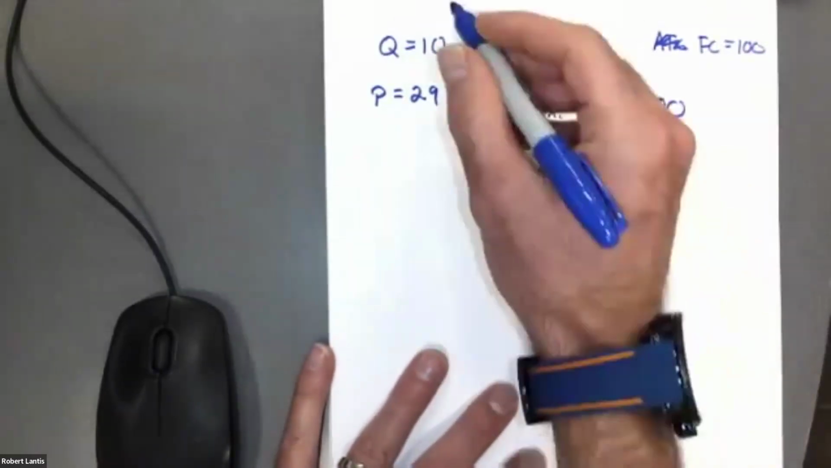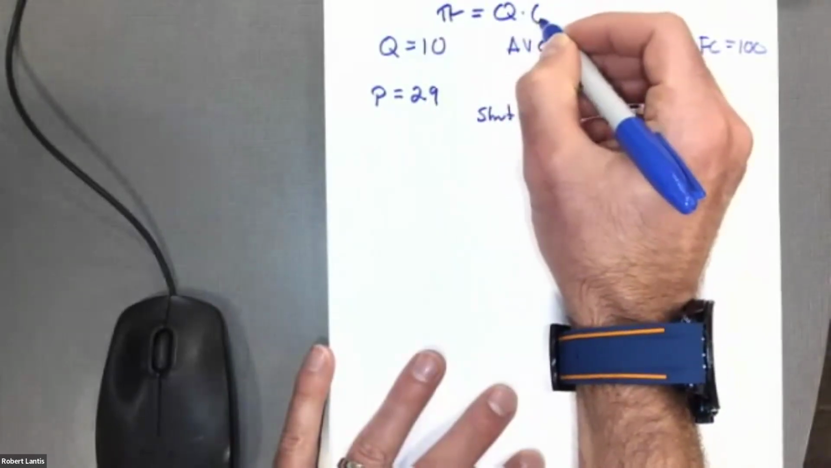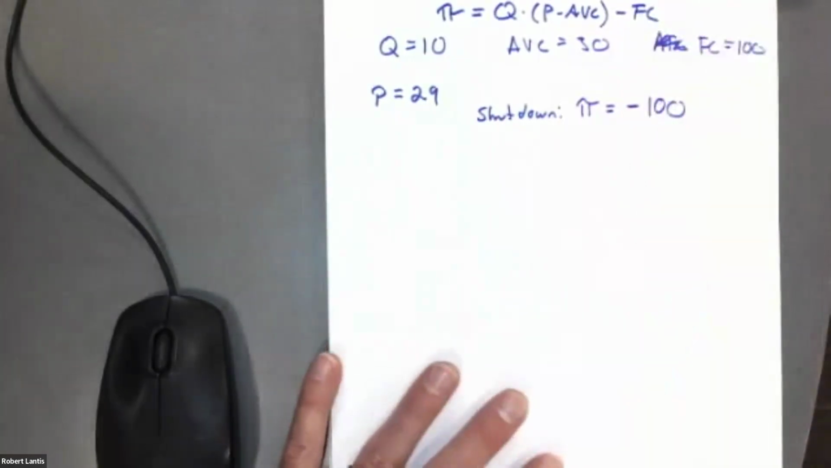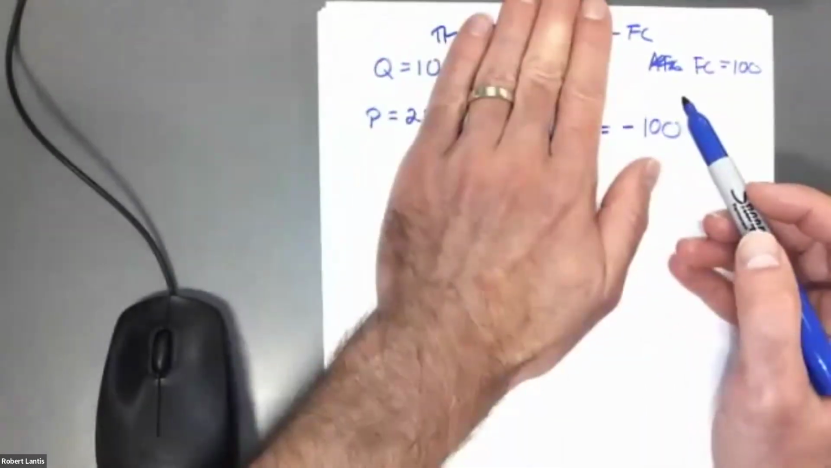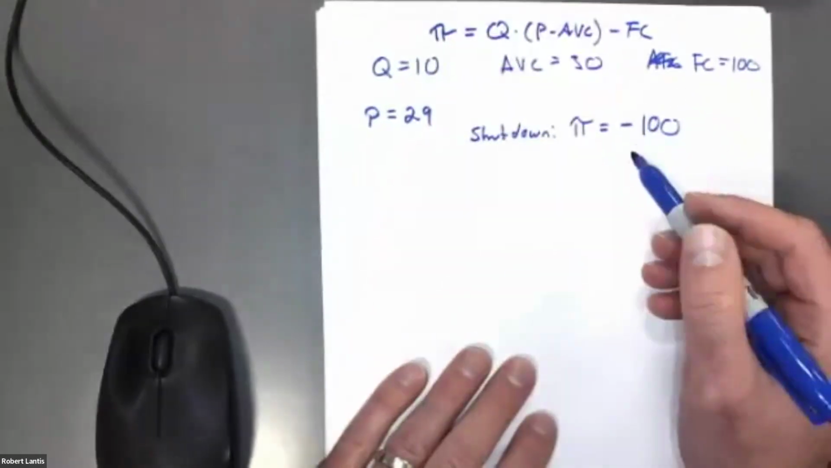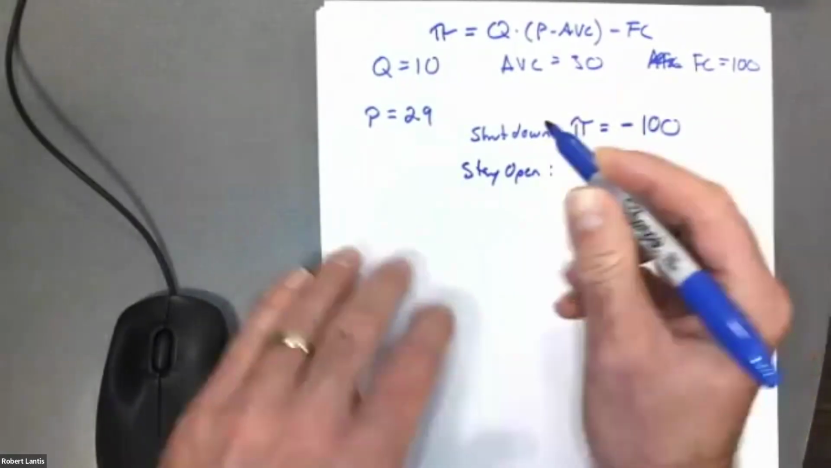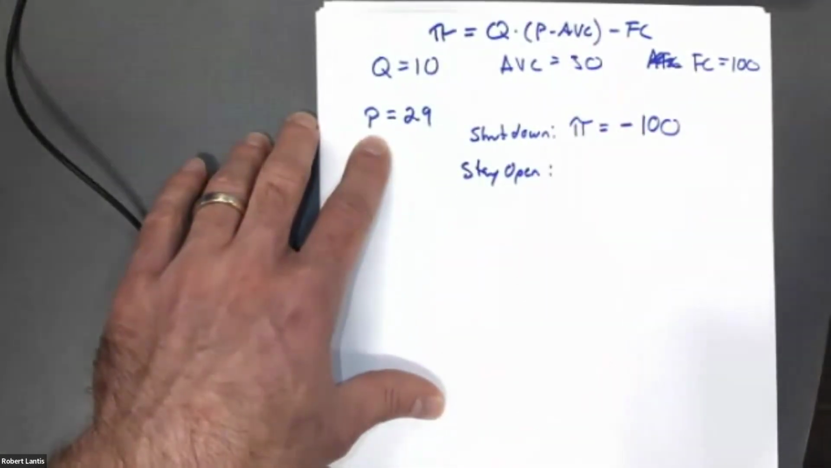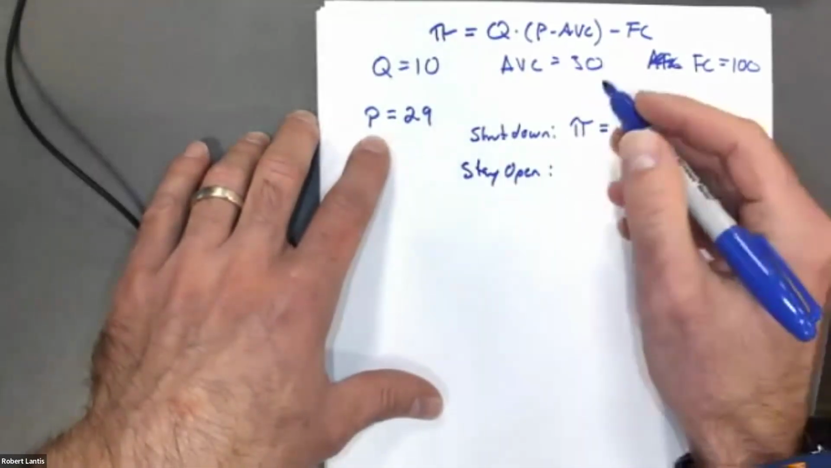So the profit equation we were using was the quantity times the difference between price and average variable cost, minus my fixed costs. If I shut down, quantity is 0, so all I have are negative fixed costs. If I stay open and the price is below average variable cost, I shouldn't stay open, because I'm just going to create even larger losses. We can prove that to ourselves here.